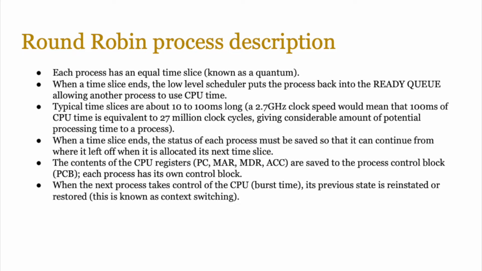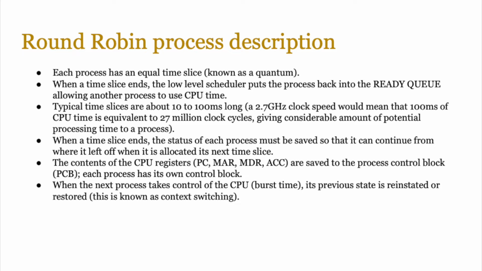We already talked about how, when a time slice ends, the status of each process must be saved so it can continue from where it left off when it gets the next time slice. These are the contents of the CPU registers, for example, the PC, the MAR, the MDR, the accumulator, and all of these are saved to the process control block. Each process gets its own control block, so you don't end up confusing different values in the registers. When the next process takes control of the CPU, its previous state is reinstated and restored, and this is called context switching because you're switching the context from one process to another.